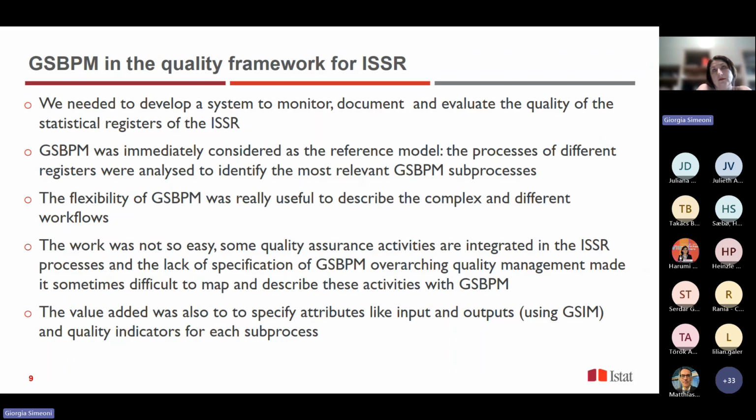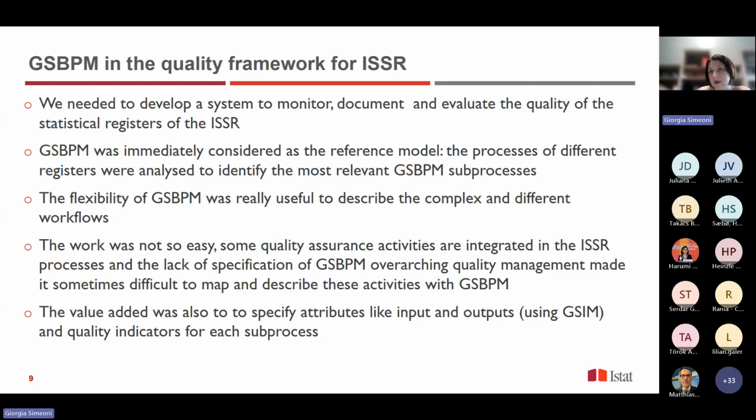Maybe the main application of GSBPM that we did in the last period is in the development of the quality framework for the integrated system of statistical registers. We needed to develop a system to monitor, document, and evaluate the quality of these statistical registers. And so we referred to GSBPM and identified the different sub-processes that were more relevant in this kind of creation of registers. The flexibility of GSBPM was very useful because the processes were complex.